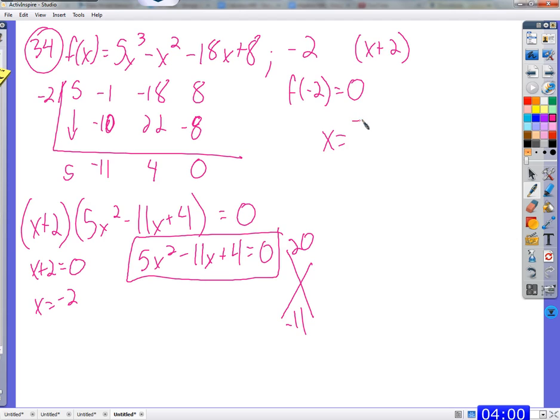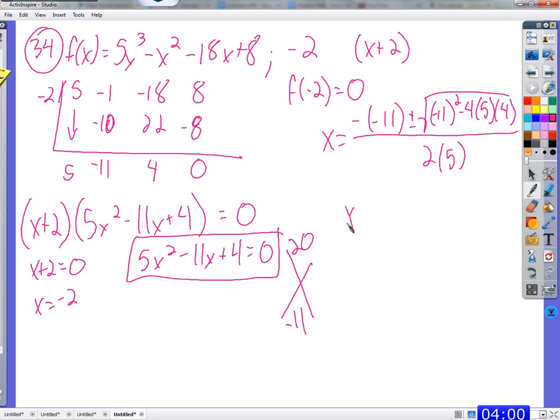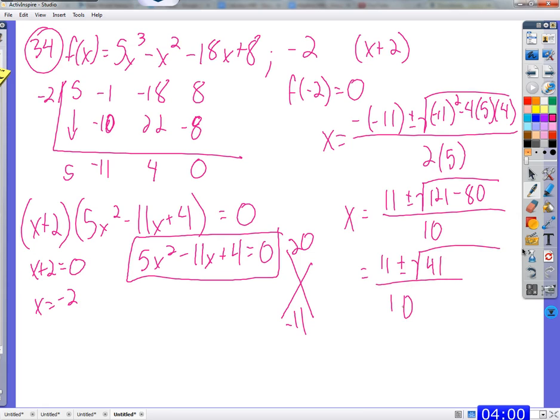So x equals negative b, b is negative 11, so 11, plus or minus the square root of b squared minus 4ac, over 2 times a. 11 plus or minus the square root of 121 minus 80, over 10. 11 plus or minus the square root of 41 over 10. And if we could simplify the square root of 41, we would, but we can't. So there are the other two zeros: 11 plus the square root of 41 over 10, and 11 minus the square root of 41 over 10.